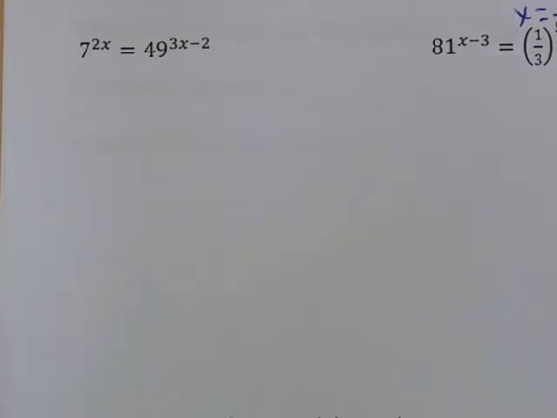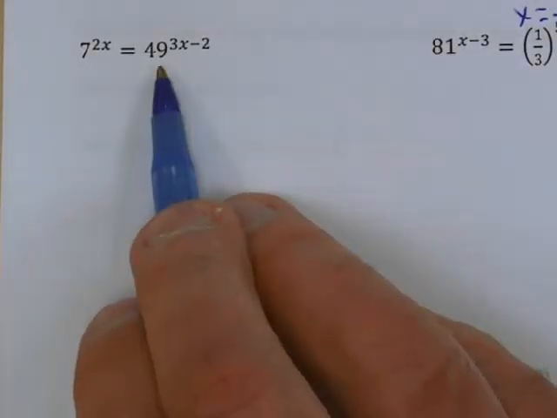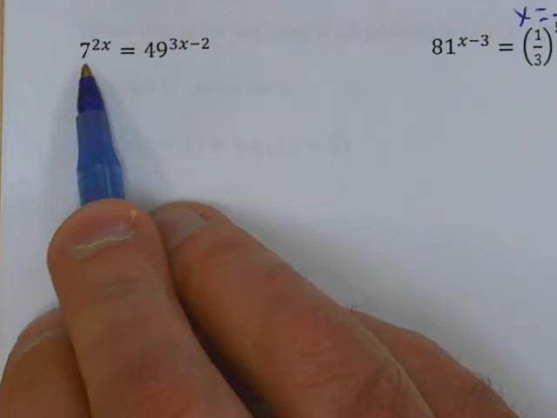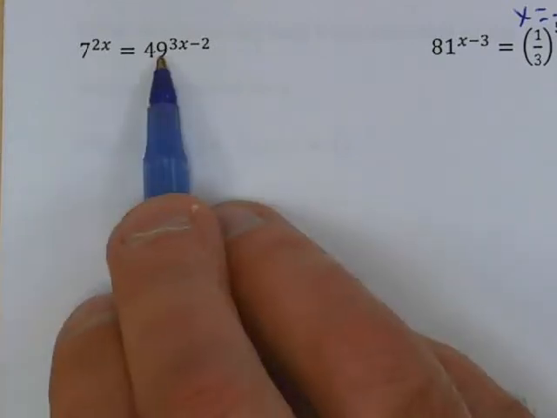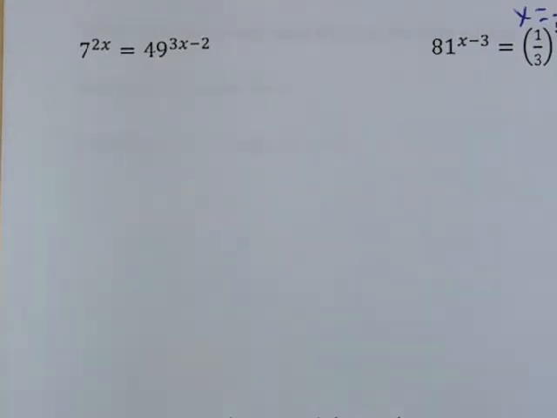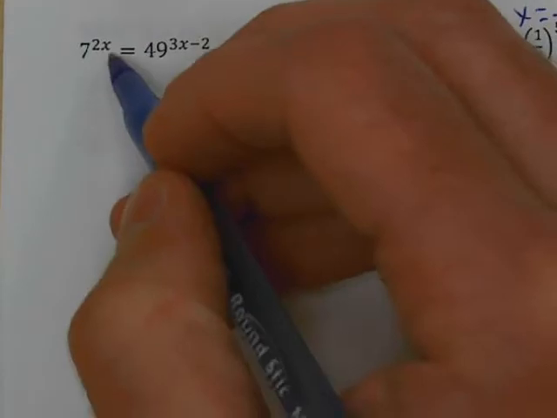So what's our common base going to be between 7 and 49? Well, again, focus on the smaller number. I can't write this as something smaller to a power, so I'm guessing my base is going to be 7. And yeah, I can write that as 7 to a power, so then my base is going to be 7. This is already 7 to a power, so leave that alone.